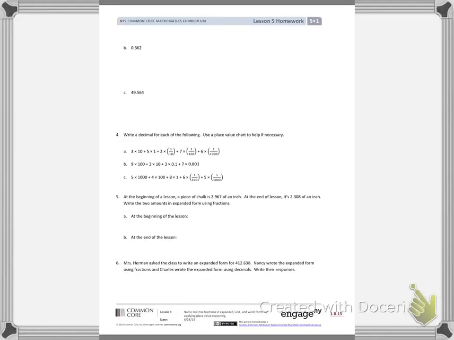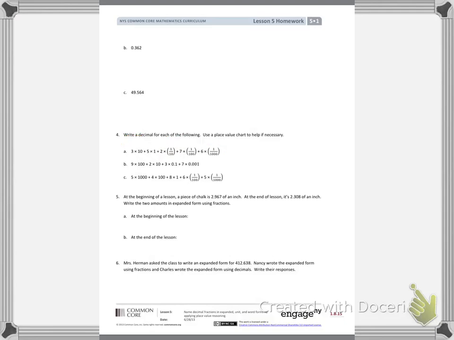Number 4 reads, write a decimal for each of the following. Use a place value chart to help if necessary. A. Notice that the fractions begin here, which means the area over here will be whole numbers and I will need a decimal.